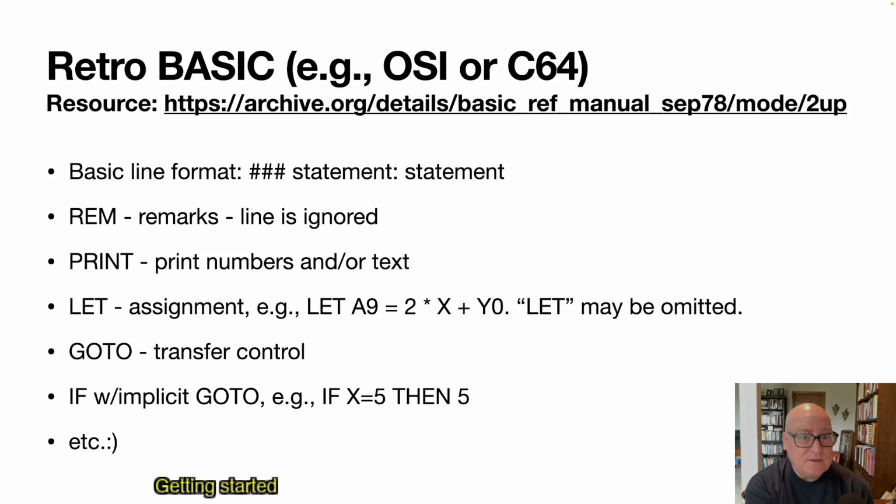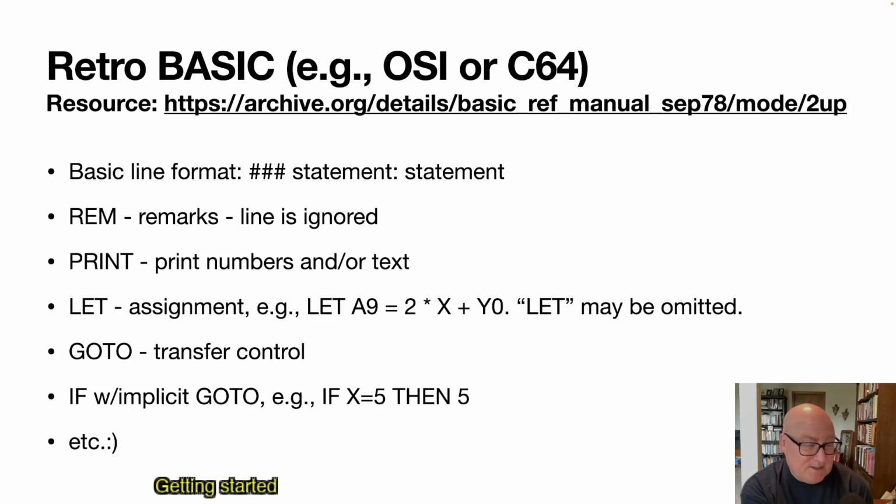They usually have a keyword, REM for remarks. So there's no slash slash or anything like that. You can print numbers or text. You can do LET, which is optional. You're doing assignment. So LET A9 = 2 * X + Y. And you can omit LET. The variables are only either letters or letters followed by a single digit, and if it's a string, it also has a dollar sign after it. So pretty primitive naming conventions for variables.